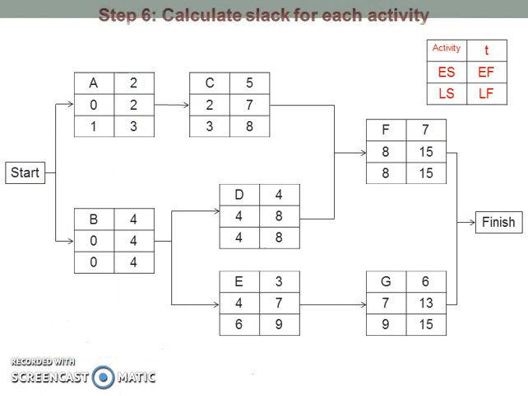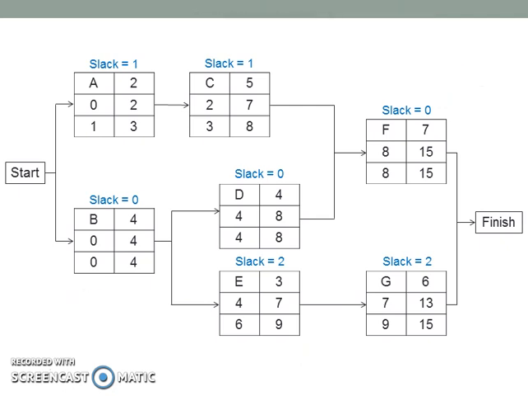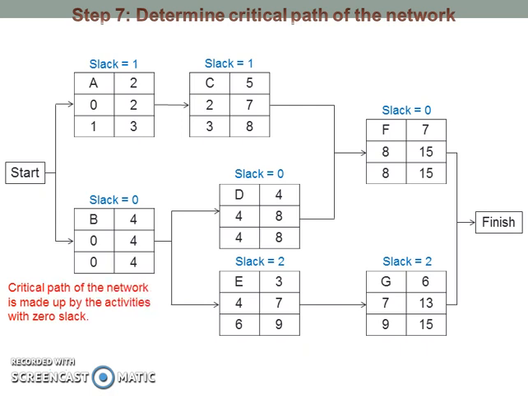Next, calculate the slack for each activity. Slack for an activity is calculated by taking the latest start minus the earliest start of the activity. For example, the slack for activity A is 1 minus 0, which is equal to 1. After all slacks are calculated, determine the critical path of the network. The critical path of the network is made up of the activities with zero slack. Here, the activities with zero slack are activity B, D, and F. Thus, the critical path is BDF.